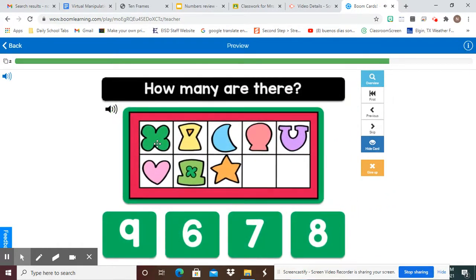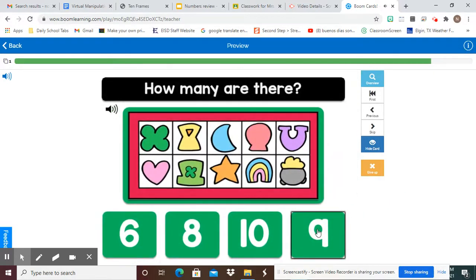How many do we have? Let's count. 1, 2, 3, 4, 5, 6, 7, and 8. Do you remember what 8 looks like? Is this 8? Or is it this one, or this one? Choose your answer before I give you the answer. And this is number 8.